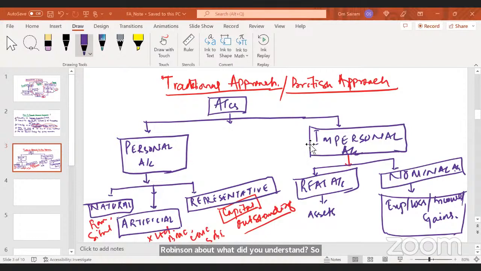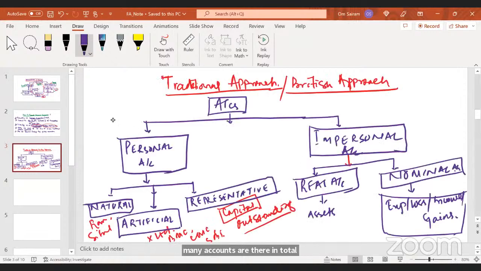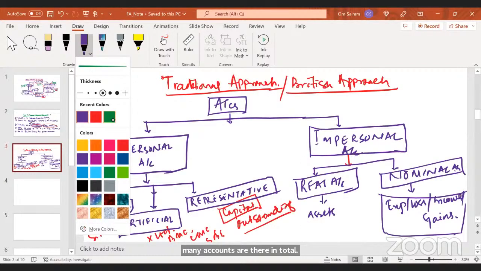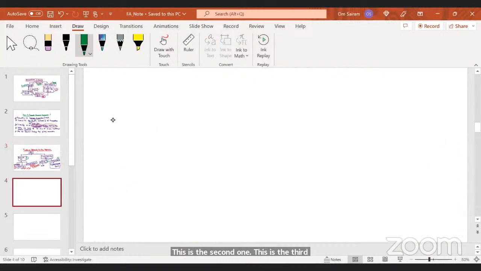Okay, very good. Chalo. So in total, how many accounts are there? I am highlighting them. According to this, there are 3 accounts: this is the first one, this is the second one, this is the third one. Now we are going to discuss what to debit and what to credit.